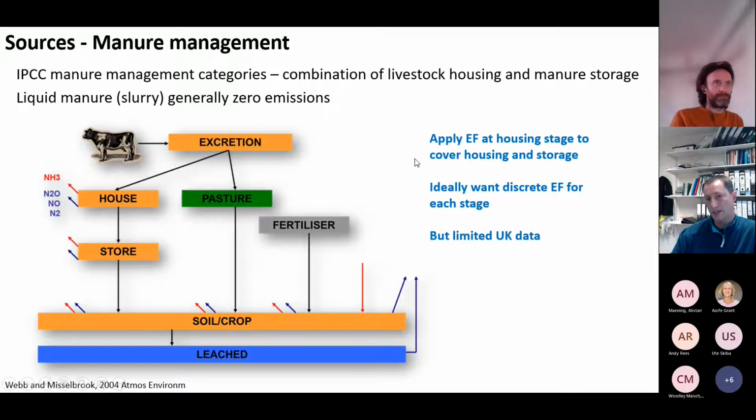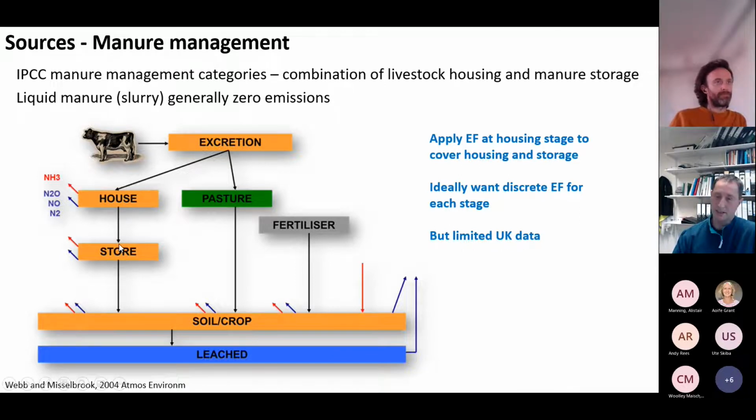And what we would like to do is to apply a discrete emission factor at each of those stages. So essentially for manure management, we say it's housing and storage of manures. We would like to have a different emission factor for each of those stages. Now, we've only got very limited UK data on direct measurements. We've got more on storage than from housing.